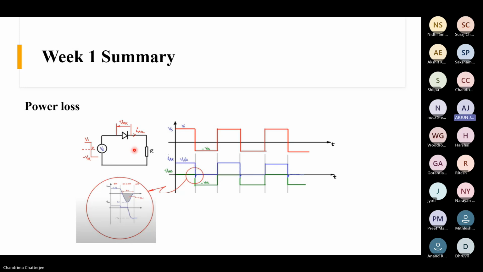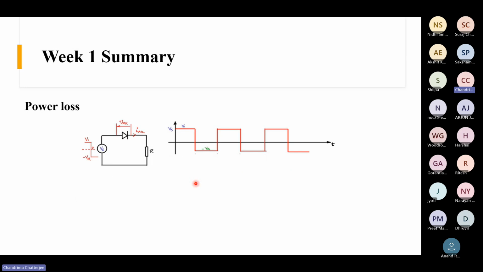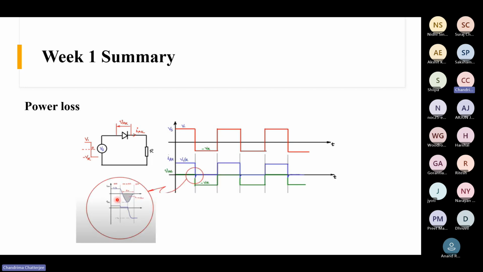Now, when the voltage becomes negative, the diode will stop conducting, right? There will be a very small period, the reverse recovery period, when it will retrieve the charge, the charge will be removed from the junction. So this is the negative current. This is the zoomed version that I already showed you. And then the current will become zero, and again this pattern is repeated.